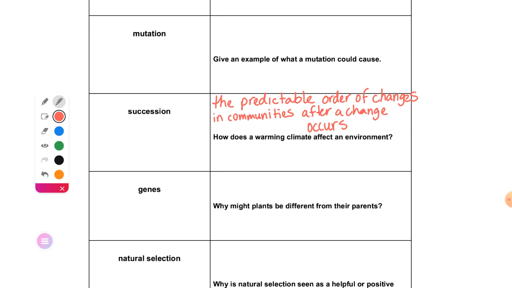So, how does a warming climate affect the environment? It could affect positively and negatively. I'm going to put organisms that need a cooler climate may leave. Okay, because in order to survive, they may need to get out of that warm climate in order to survive. But who may move in?